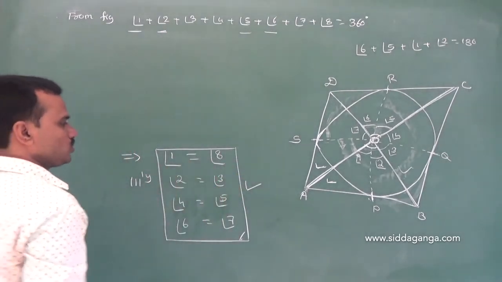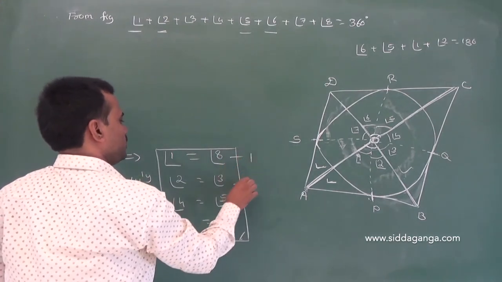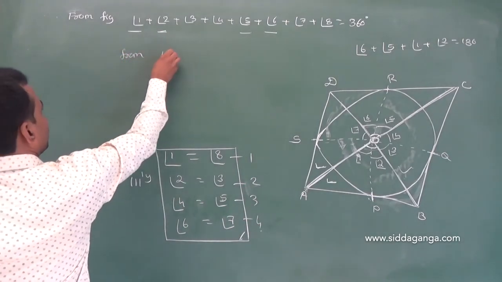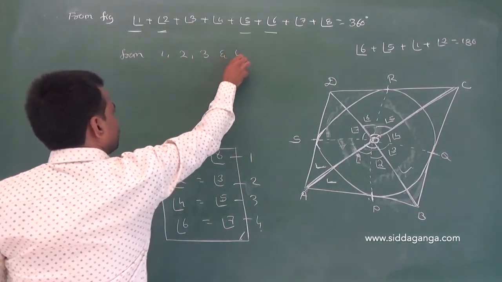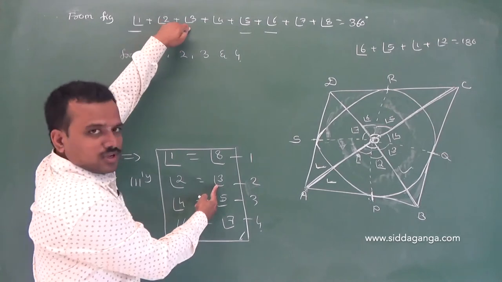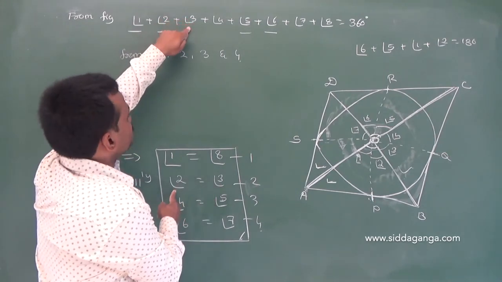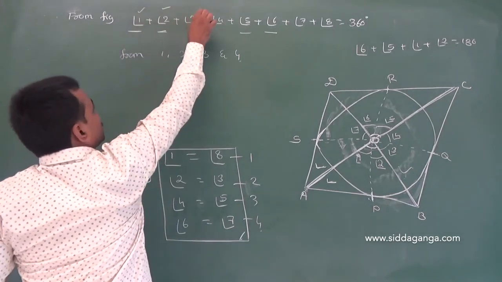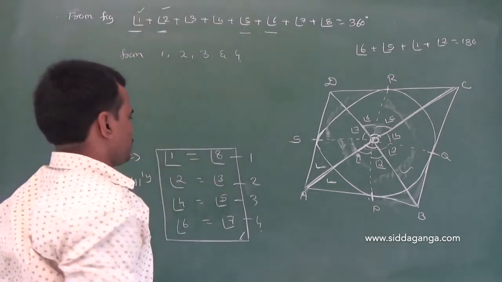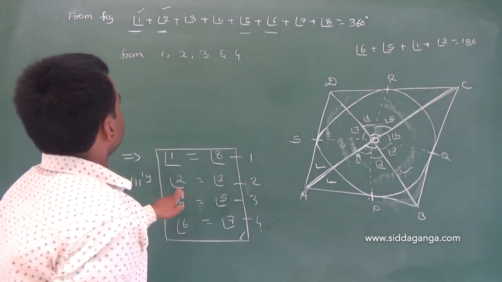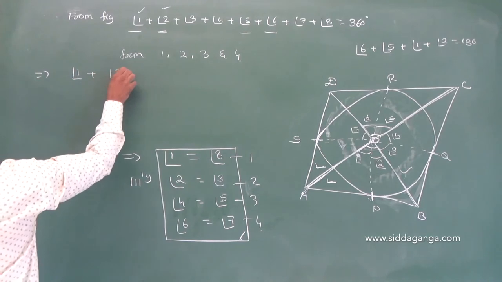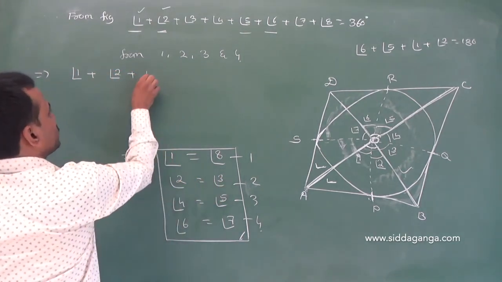we use this result. From 1, 2, 3 and 4, observe carefully, 3 we can write as 2 because we are left with only these terms. So we convert 3, 4, 7, 8 in terms of 1, 2, 5, 6. From 2, 3 we can write as 2. So I write 1 as it is, that implies angle 1 plus angle 2 plus 3 we can write as angle 2.